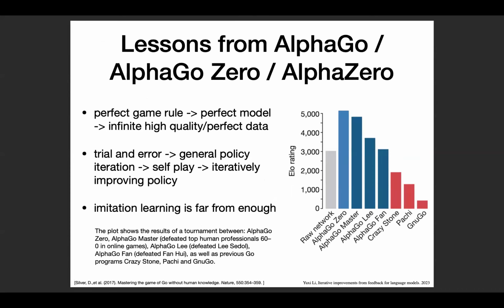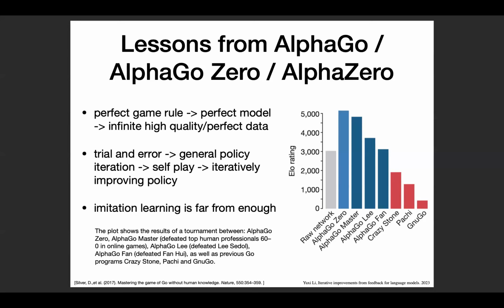Okay, lessons from the AlphaGo series. For AlphaGo, we have a perfect model. We know the rules, so we can generate infinite high quality or even perfect data, and we can learn from this perfect data. Language models are not perfect models. So if we learn from those imperfect models, something goes wrong. And there's something else important, if the learning is not done.